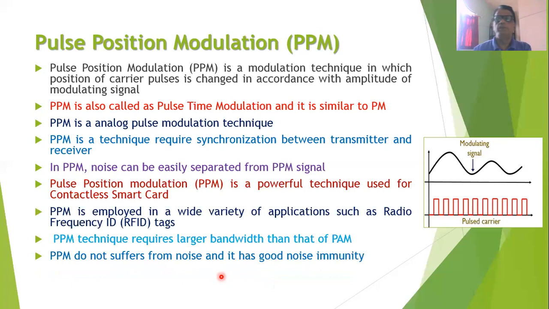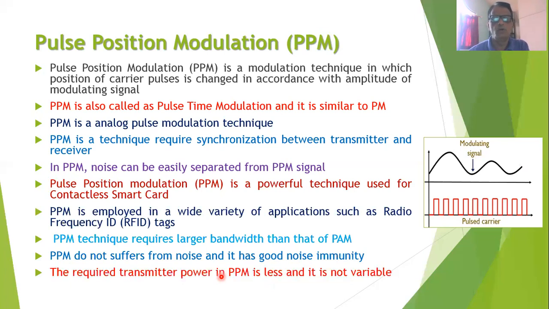Another advantage with PPM is that it does not suffer from noise, and therefore we can say that this technique has good noise immunity. Also, in this technique, since the width of the pulse is constant and the amplitude of the pulse is also constant, the required transmitted power in PPM is less and it is not variable. In case of PWM, it is variable. So you will find that some of the disadvantages of PAM and some of the disadvantages of PWM are eliminated in PPM.